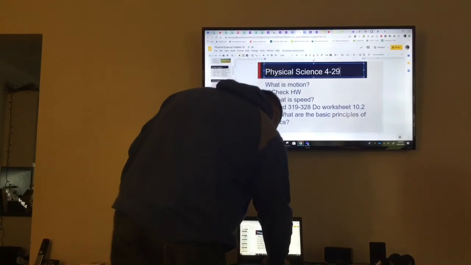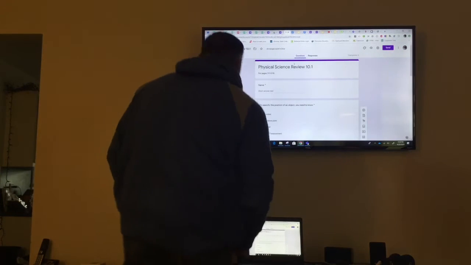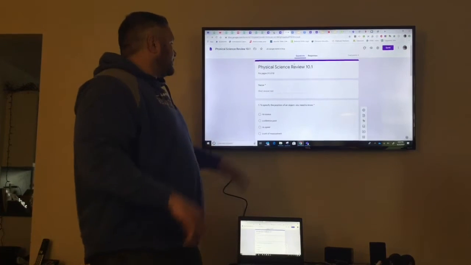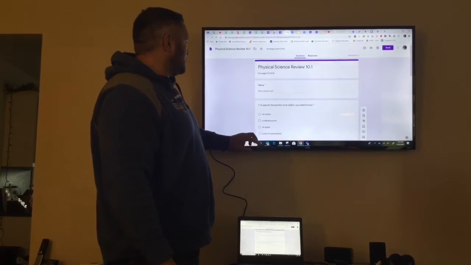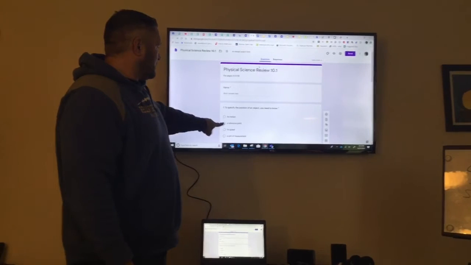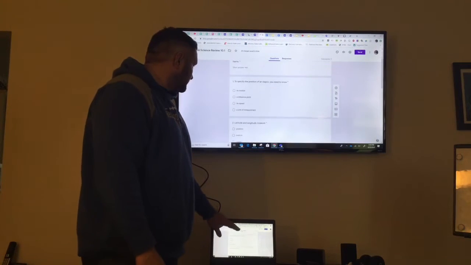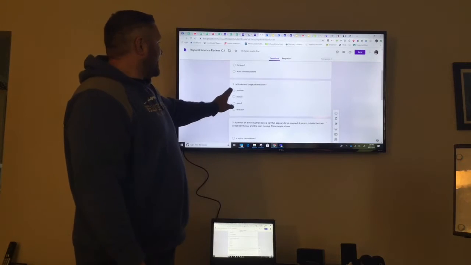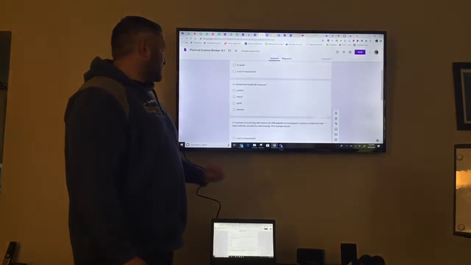Let's talk about your homework from just the other day. The first question was, to specify the position of an object, you need to know a reference point. Latitude and longitude measure position.